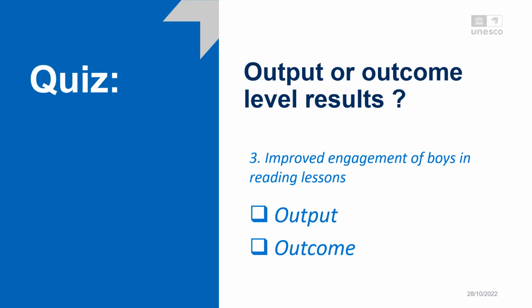Lastly, is improved engagement of boys in reading lessons an output or outcome level result? The correct answer is outcome. It refers to a medium-term accomplishment, an actual change in a social actor's behavior due to the target population benefiting from outputs. Did you get them right? If not, you might want to take a closer look at the Unit 3 MEL workbook to go over these concepts again.